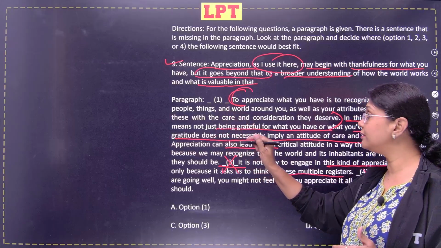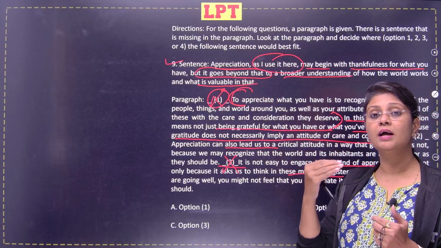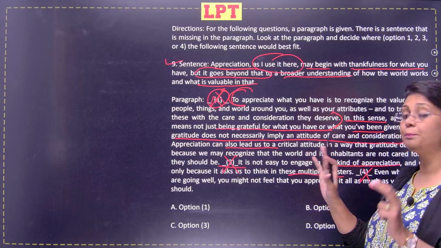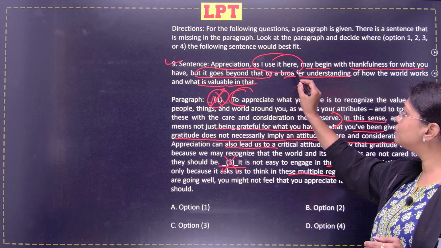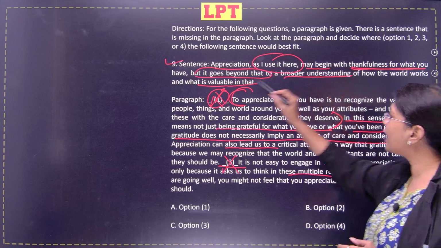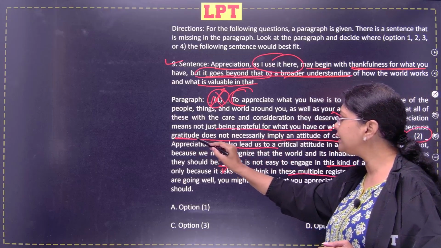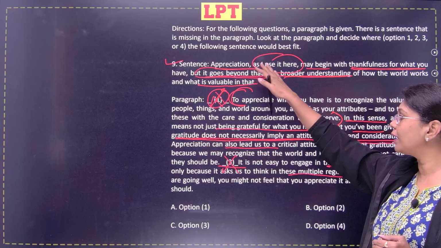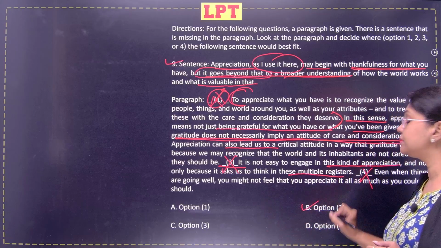Now you also understand the fact that first cannot be the answer, because here you have a different version or the added version of what appreciation as a concept is. So first is cancelled out. So the best option that you can have here is second one, because it says what? Appreciation as I use it here may begin with thankfulness for what you have, but it goes beyond that broader understanding. And here also you talk about gratitude does not necessarily imply an attitude of care and consideration. So on the same idea you continue this one. So second one becomes your answer. So the answer would be option B.